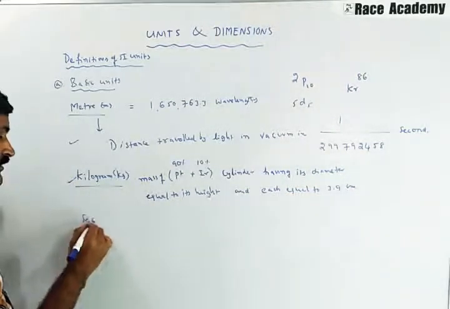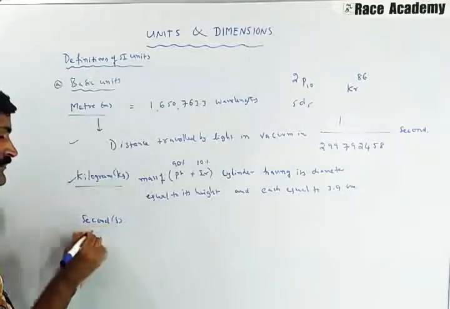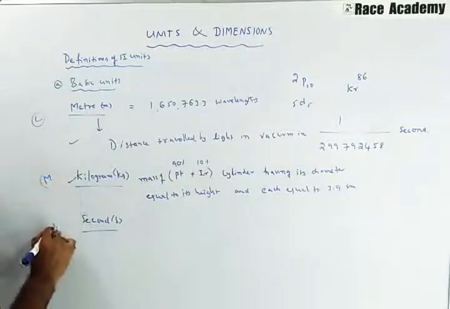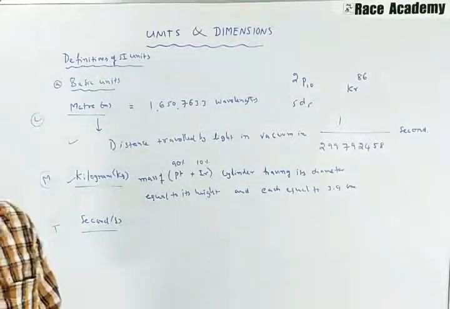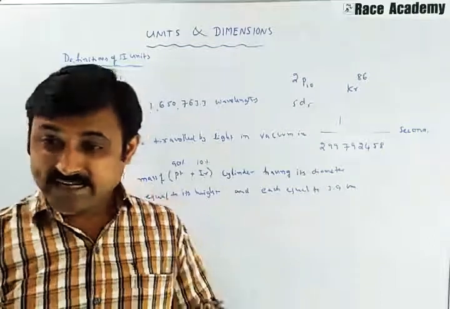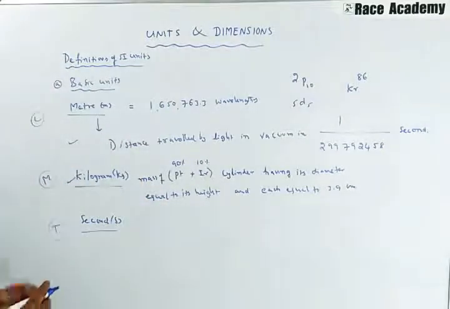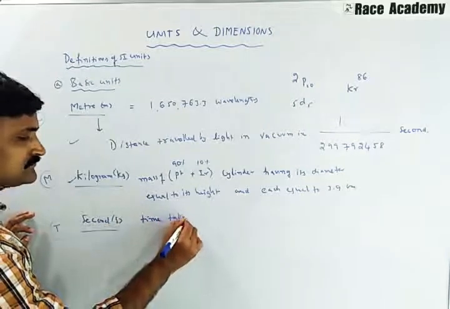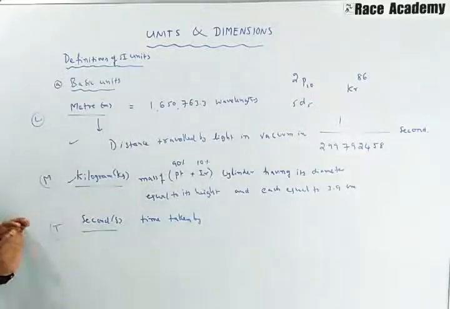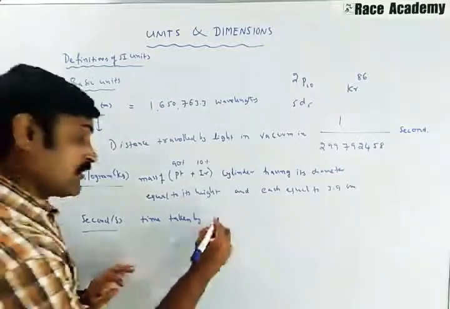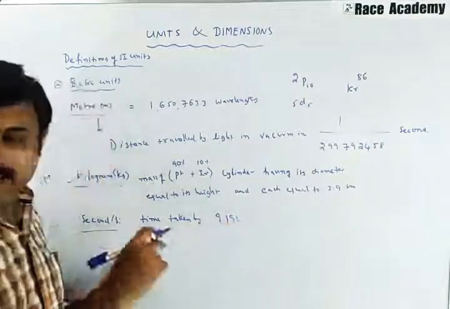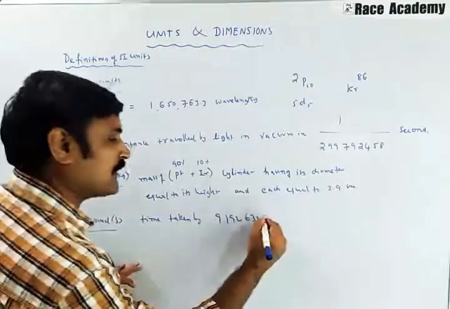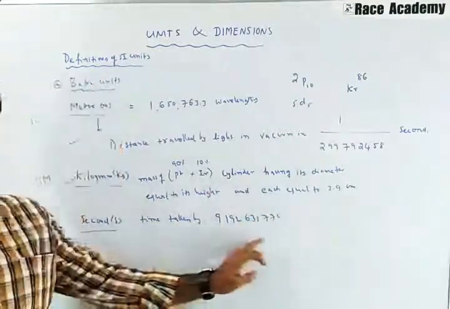Come to the next one. Length got over, and this is mass. Now we'll see time, the second. The second is the time taken by 9192631770 periods. See how big the number is.